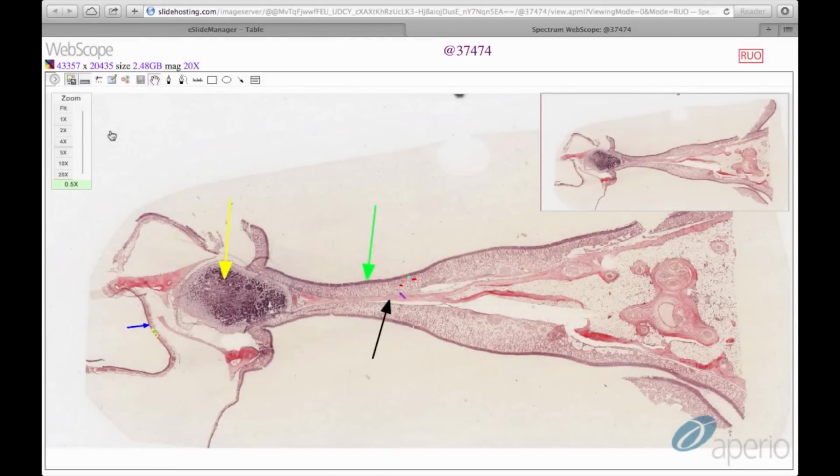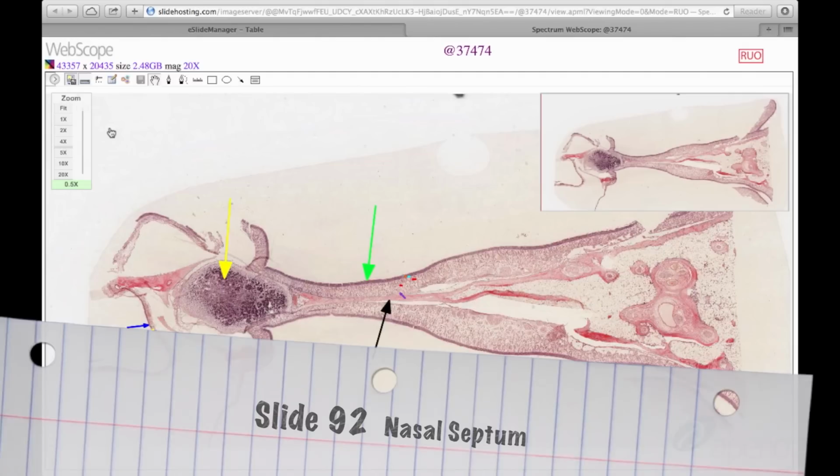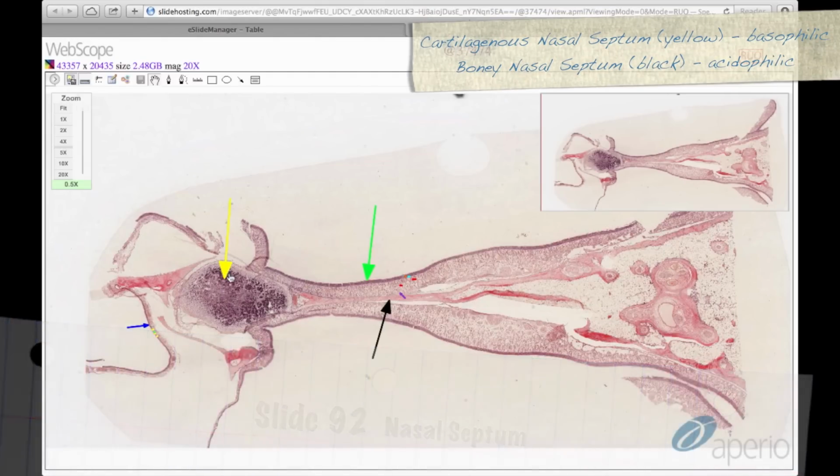First, we will look at the conducting airways of the respiratory system. Let's begin at slide 92, which is the nasal septum of a dog stained with H&E. Let us first note the cartilaginous nasal septum seen at the yellow arrow. We can also see bony nasal septum at the black arrow, which stains acidophilic.